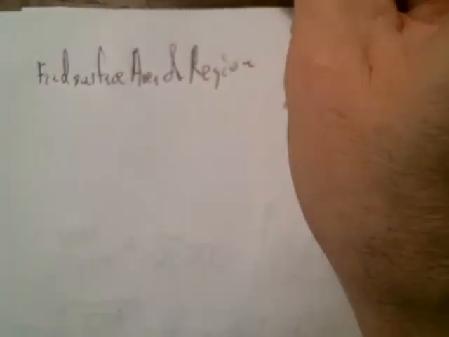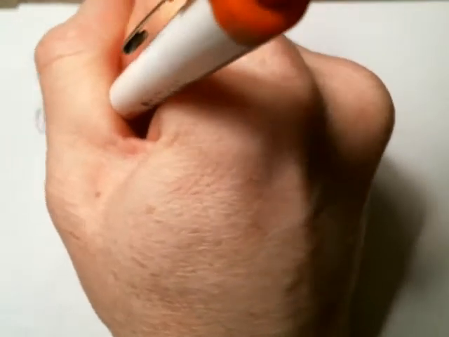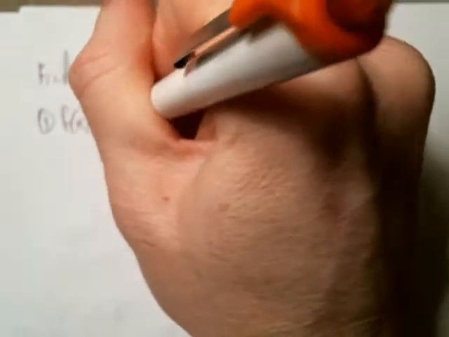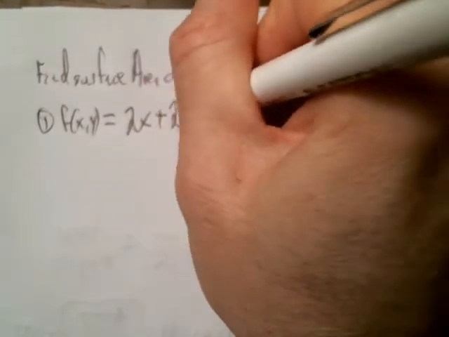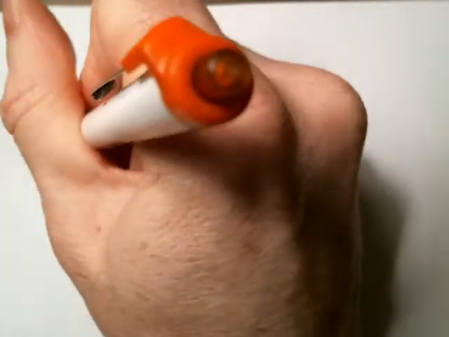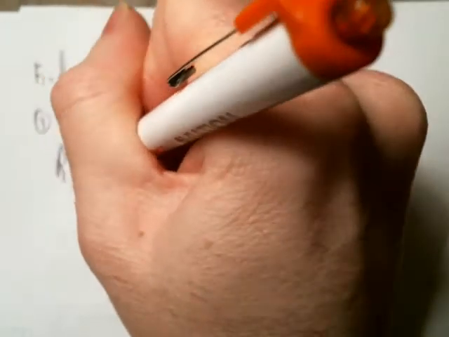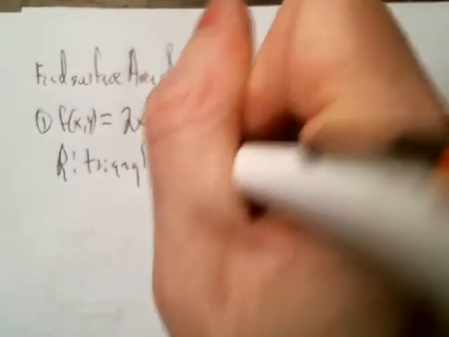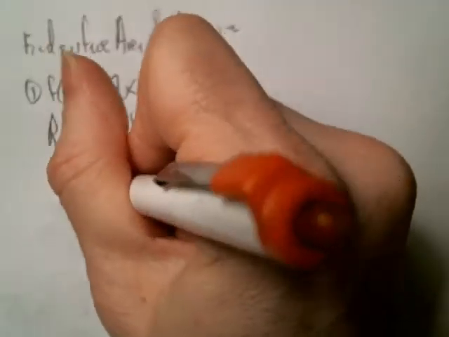So the first exercise: find the surface area over the given region. This one's really easy. It's just the surface area of a plane. So our surface is 2x plus 2y. And then the region is a triangular region. The book will give you some ordered pairs, and you can draw out the triangle.